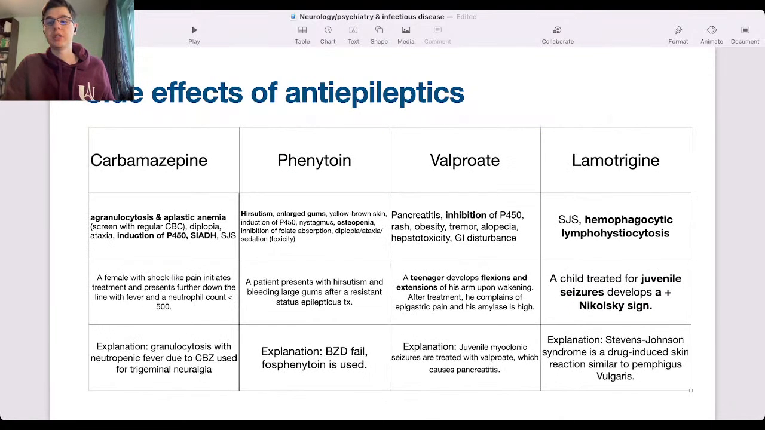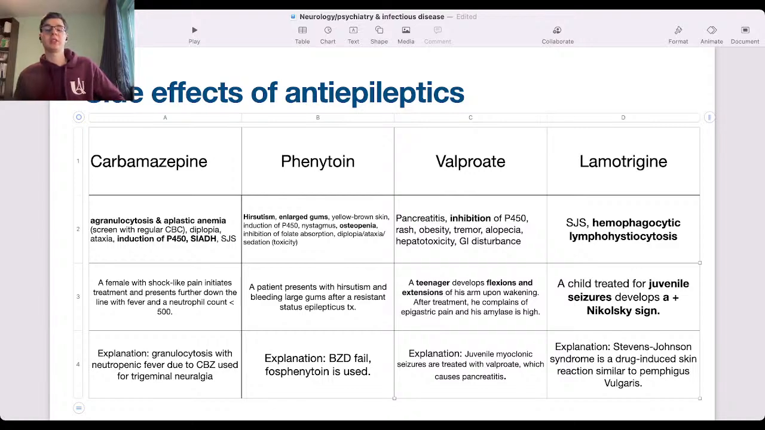Now, lamotrigine is one of the last antiepileptics we discussed today. It presents with Stevens-Johnson syndrome as a side effect or hemophagocytic lymphohistiocytosis. Another clinical scenario aside from the one that we saw is a child treated for juvenile seizures that also develops a positive Nikolsky sign. Stevens-Johnson syndrome is a drug-induced skin reaction that is similar to pemphigus vulgaris. Therefore, on stroking the skin, the patient will have those blisters go out.